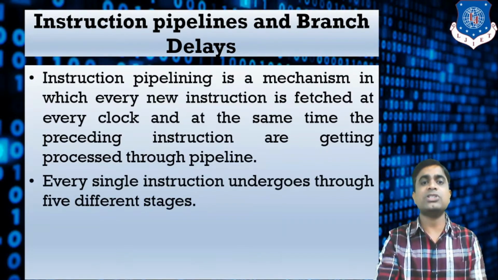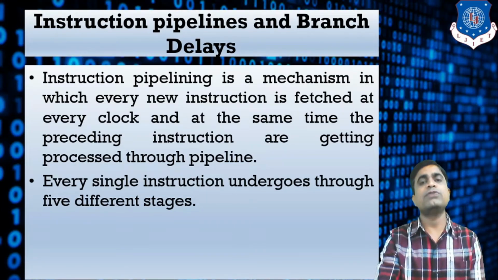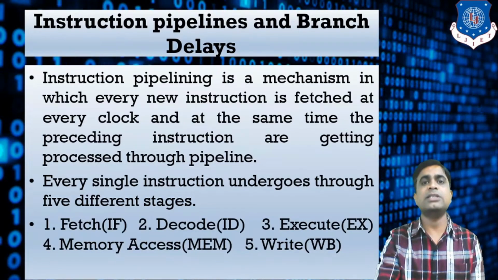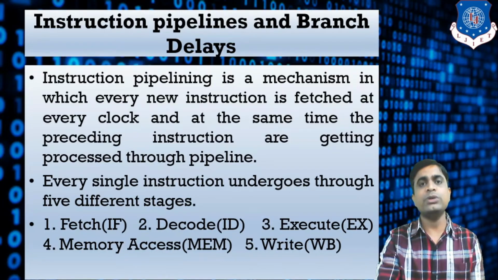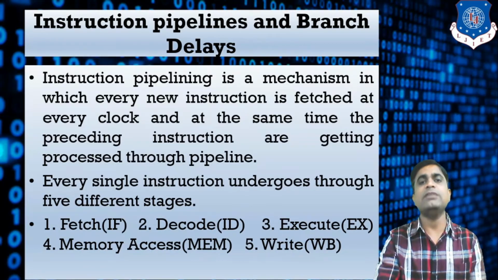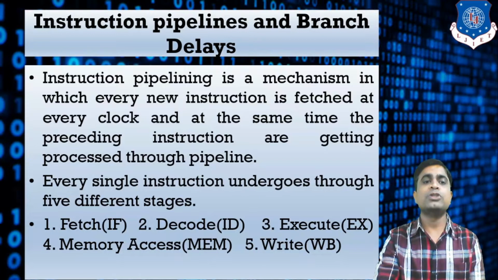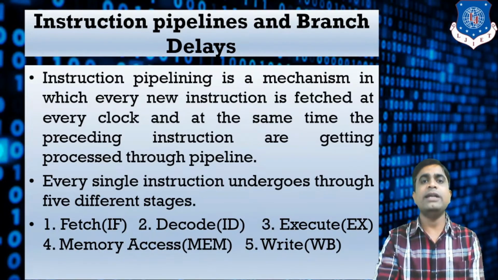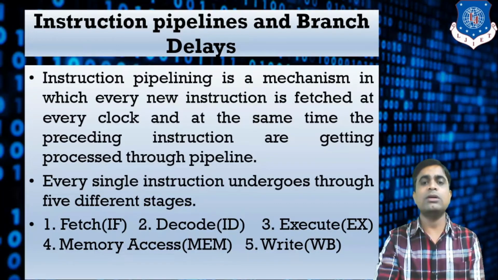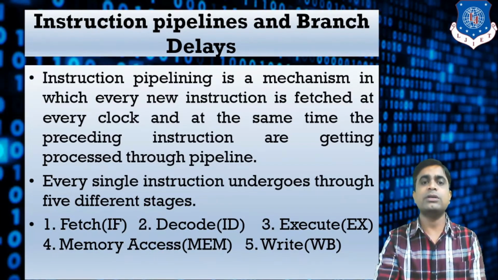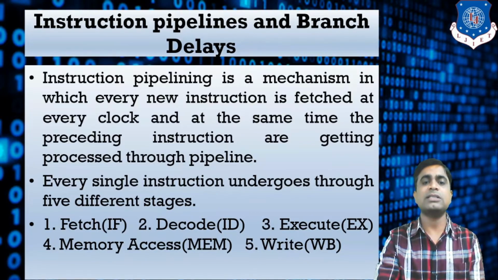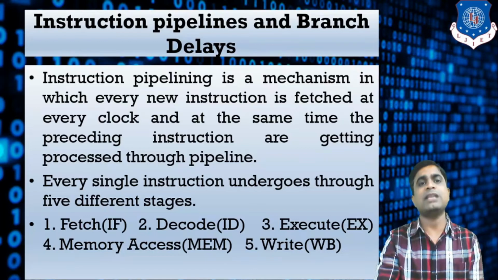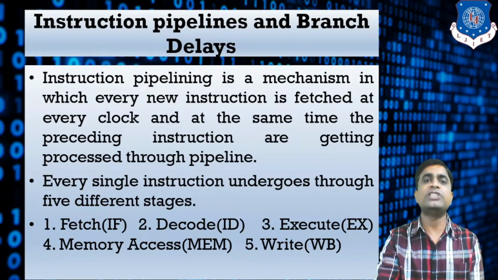Every instruction undergoes five different stages. What are they? The first is fetch, next decode, next execute, then memory access, and finally writing the result. In brackets I have also mentioned the codes: IF means instruction fetch, ID means instruction decode, EX means execute, MEM means memory access, and WB means write back. These are the five different steps that happen when you execute any instruction.